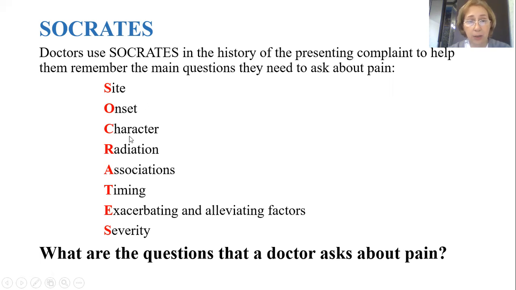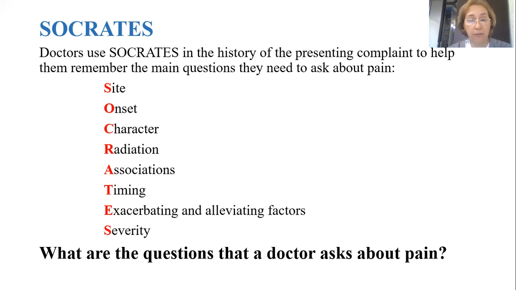So S stands for site. It means the location of pain. So O for onset, the beginning of pain. C for character. So if the pain is dull, sharp, the character of pain. Then R stands for radiation, or whether the pain goes to other parts of the body, radiates to other parts of the body. Associations, this is about what other conditions are associated with the pain. Timing is for how long the pain lasts.